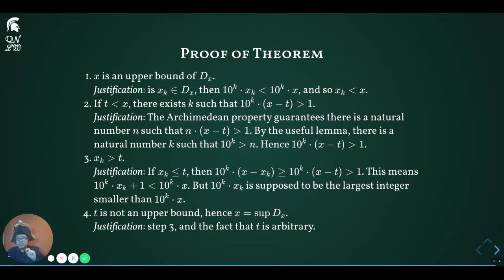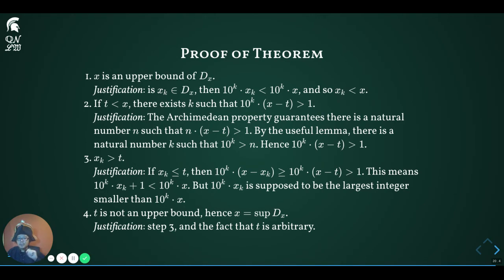Okay, with this application of the lemma done, we consider x sub k, the decimal expansion of x with k digits. This number we find to be bigger than t. This is because were x sub k less than or equal to t, the quantity 10 to the power k times x minus x sub k will be at least as large as 10 to the power k times x minus t. And so is also bigger than 1.